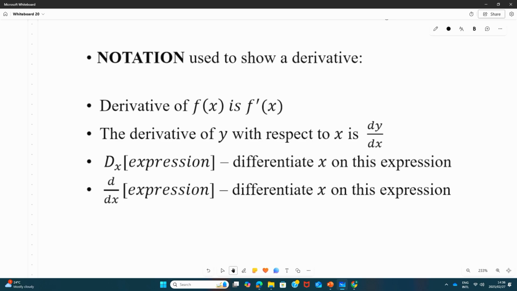Now you can also see something like d x, and then you get an expression. So when you are reading that question, it would say differentiate x on that expression. But we'll look at that later. Then also you can differentiate an expression like this: d over dx, then you put that expression there. Which means that you differentiate an expression with respect to x.